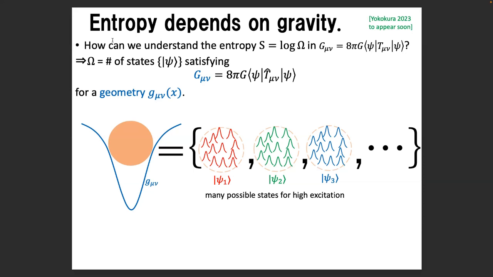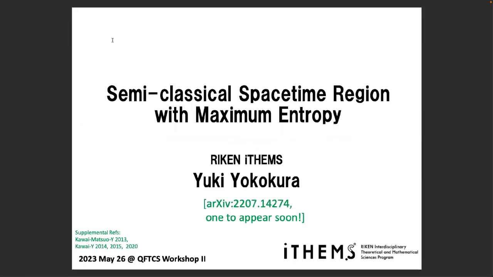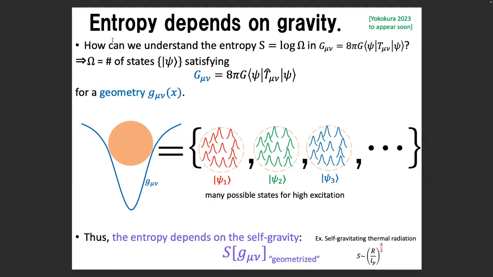However, after some coarse-graining procedure, you get a coarse-grained energy-momentum distribution. That distribution can be represented by many possible states. In that sense, this gives you an entropy. So our entropy depends on the self-gravity. And if you like, you can say entropy can be geometrized by the dynamics of gravity. I will give one good example, this one.